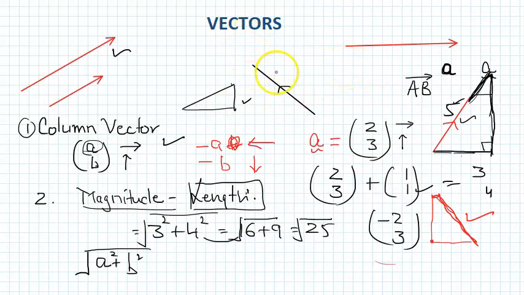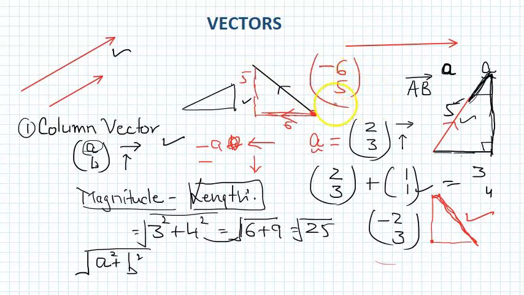For example, how will you name this vector? Let's take 1, 2, 3, 4, 5, 6, and this is 1, 2, 3, 4, say 5. Now this vector is going from the starting point in this direction. So this is minus 6, and this is going up 5. So this is the column vector. I have told you how to add column vectors. So this is about a column vector and the magnitude.